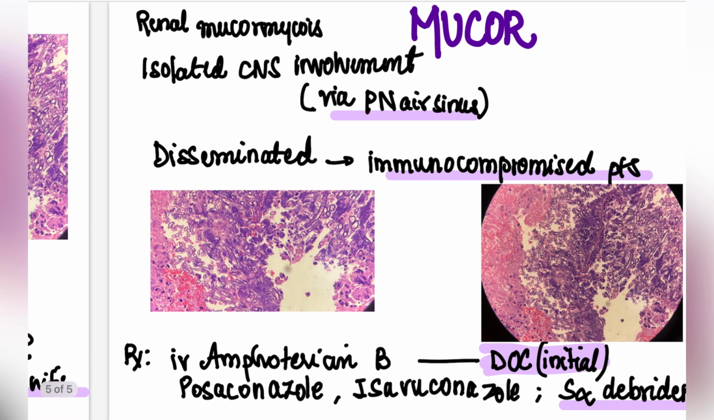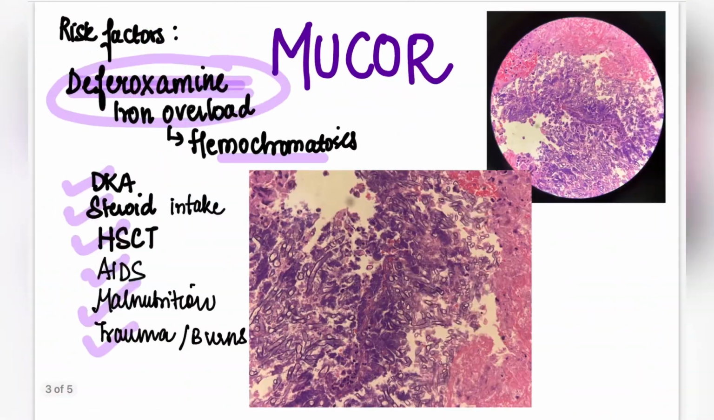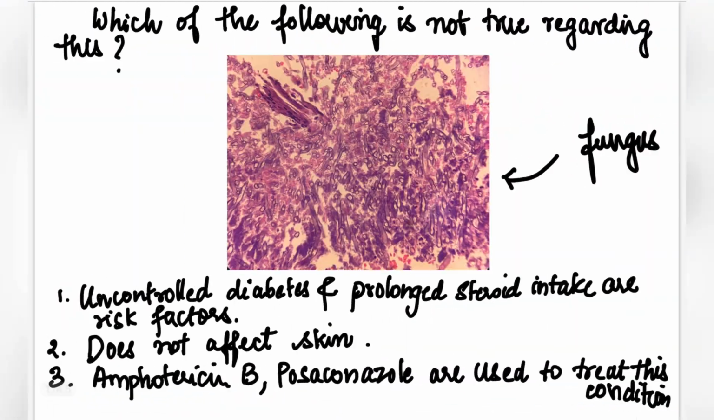So I hope you understood this topic. Let's try to solve a question for the day. Which of the following is not true regarding this organism? So what is this? We have identified that this is mucor, and so the first one is uncontrolled diabetes and prolonged steroid intake are risk factors.